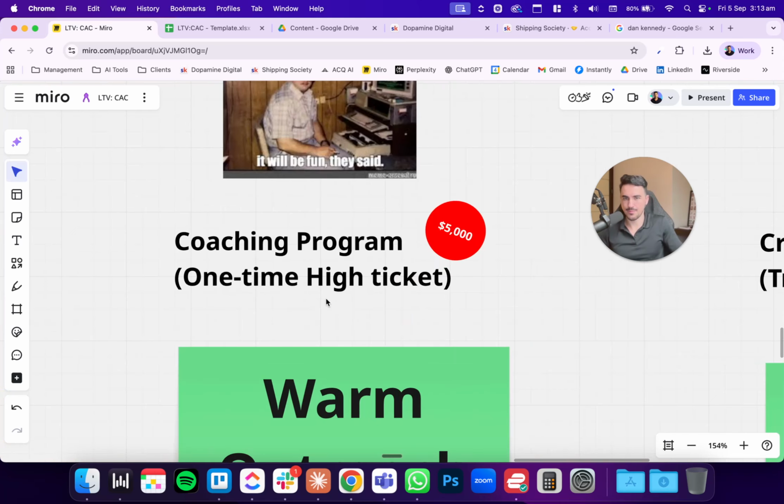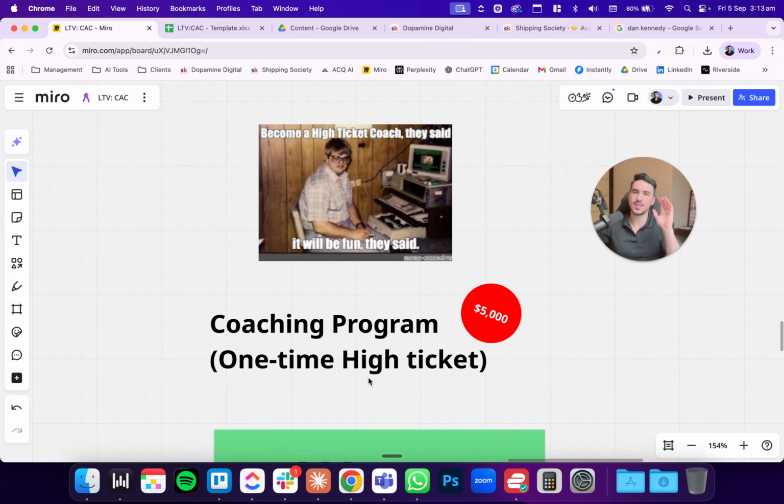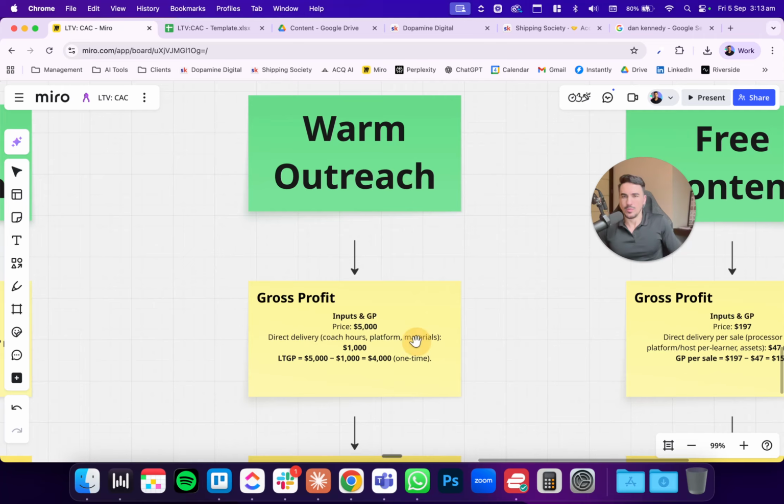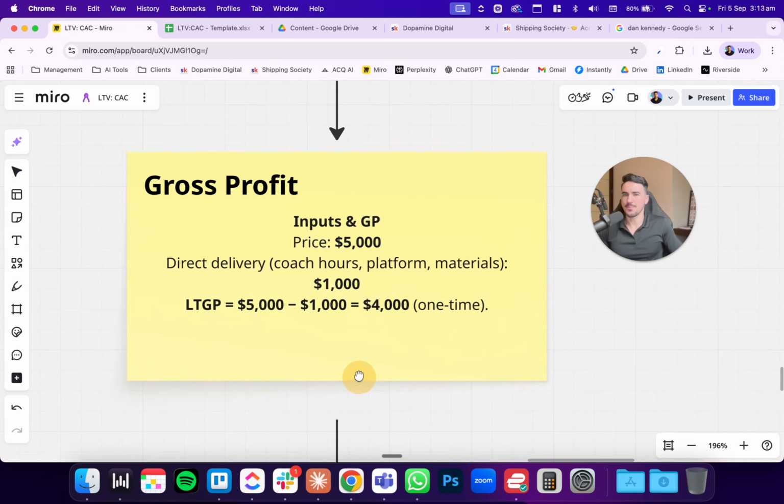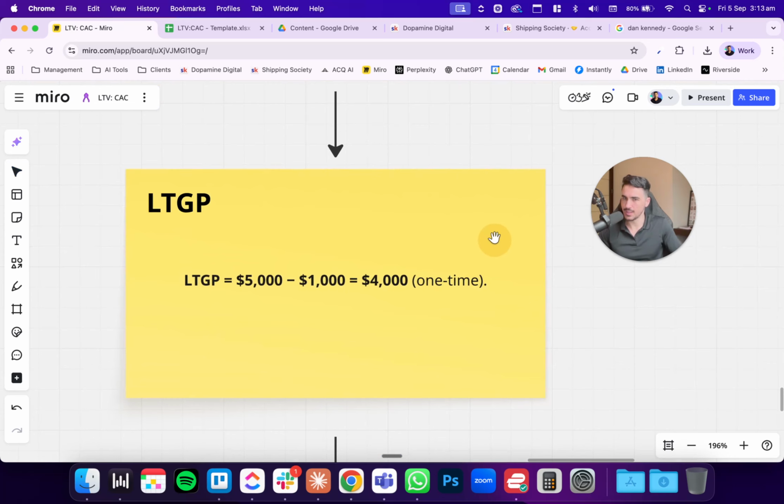coaching program. So let's say that you have a one-time high-ticket $5,000 coaching program, but you do warm outreach, and you're like, well, what's the cost of warm outreach? All right, well, let's see. So you sell it for $5,000 minus $1,000 in like coaching hours, platform materials, etc. So $4,000 is your gross profit. Lifetime gross profit, $5,000 minus $1,000, $4,000.